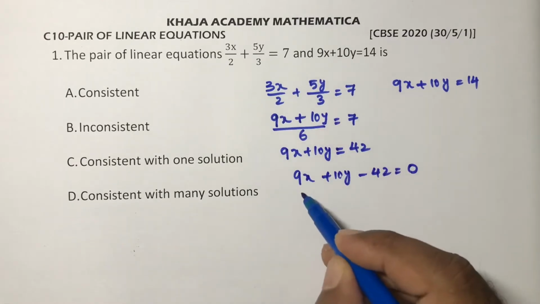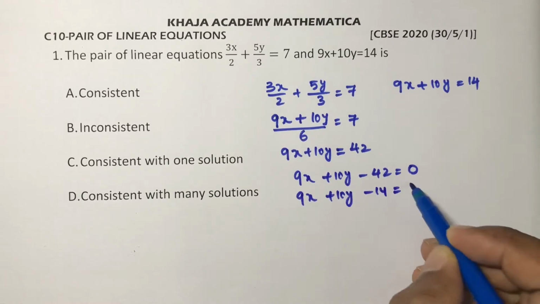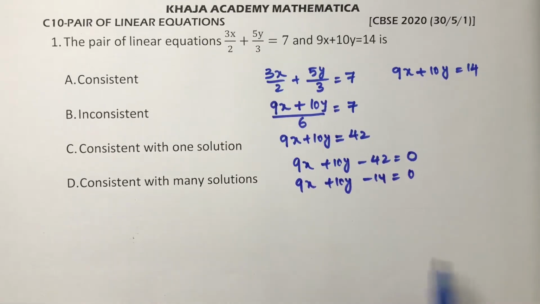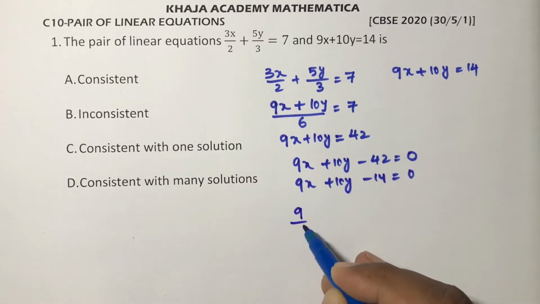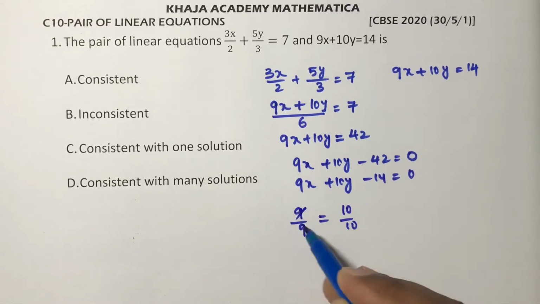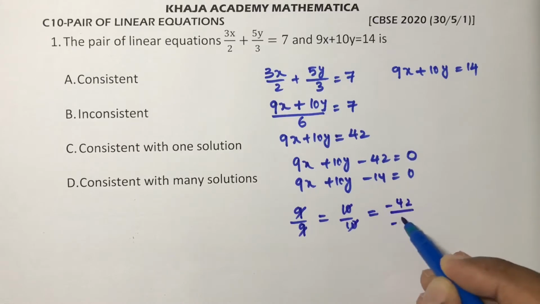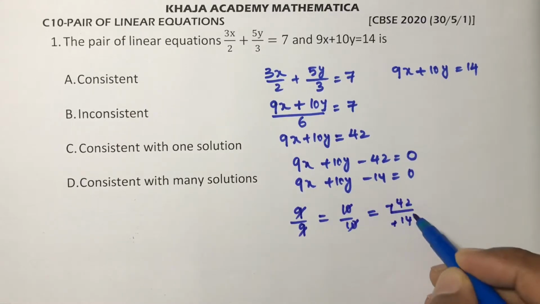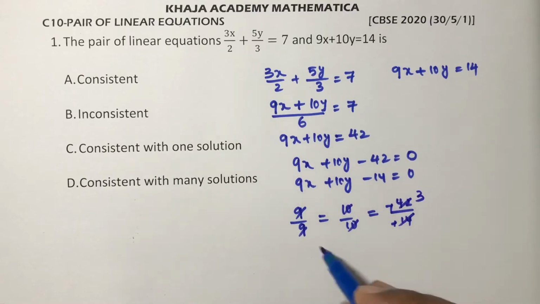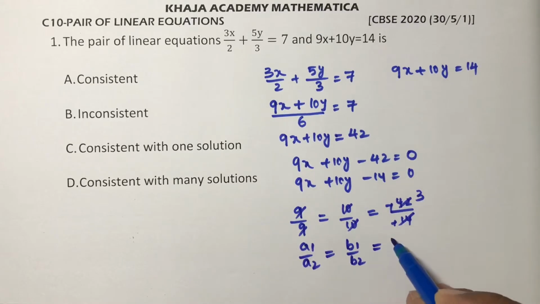Now take the other equation, 9x plus 10y minus 14 equals 0. Now check the condition: 9 by 9 equals 10 by 10, both are equal to 1. Then check the third one, minus 42 by minus 14, which is 3. So here a1 by a2 equals b1 by b2, but 3 is not equal to c1 by c2.